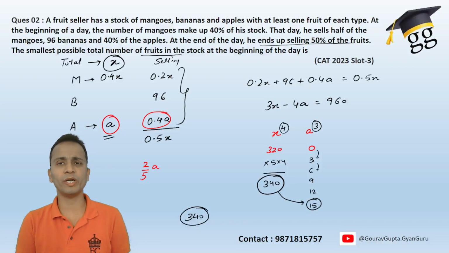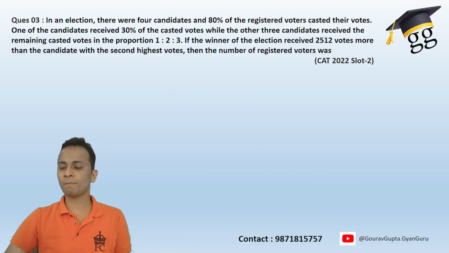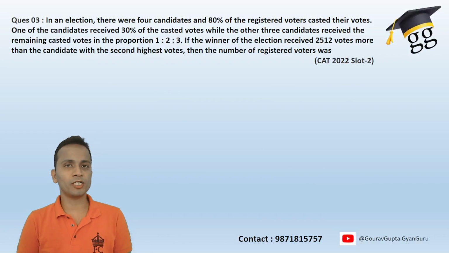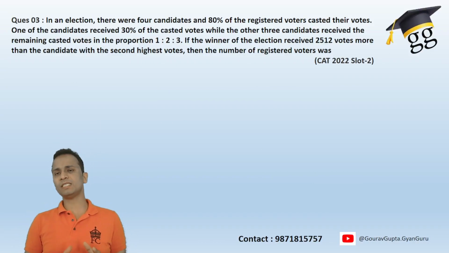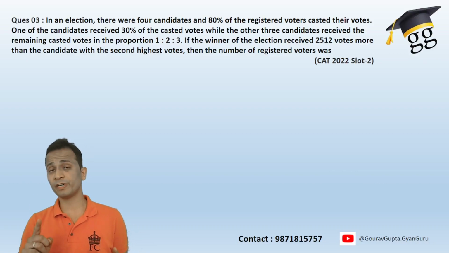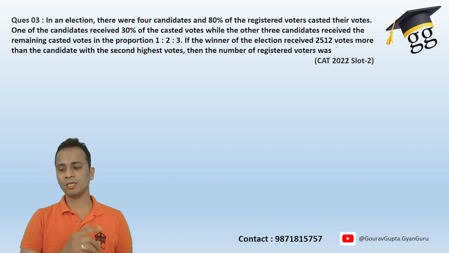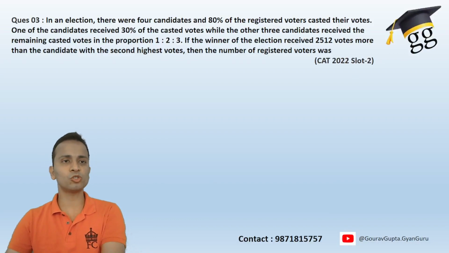This was CAT 2023 slot number 3. Okay. Let's move on and look at question number 3. That is CAT 2022 slot number 2. So that means CAT 2023 में फर्स्ट और सेकंड स्लॉट में परसेंटेज का एक भी क्वेश्चन नहीं था. प्रॉफिट लॉस डिस्काउंट, सिंपल इंटरेस्ट, कंपाउंड इंटरेस्ट, yes, the questions were present. So let's have a look at this question, CAT 2022 slot 2.